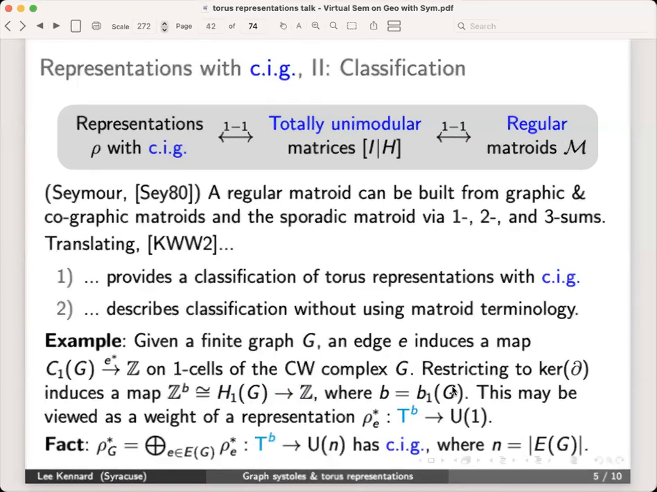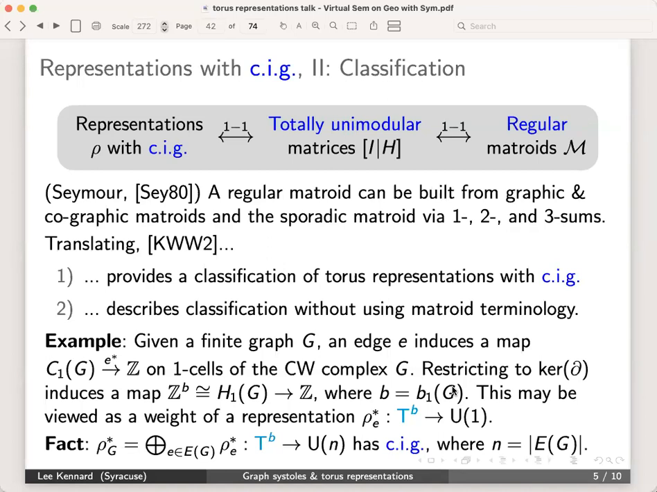Of course, you can take the direct sum over edges, and this gives a representation where the dimension of the representation is the number of edges in the graph. And it's actually a nice little exercise. I wouldn't call it easy, but you can try to prove that this representation always has connected isotropy groups. And again, Seymour's theorem is saying that basically this construction together with a dual construction, together with that one sporadic matroid are the only ones, together with the notion of k-sums.